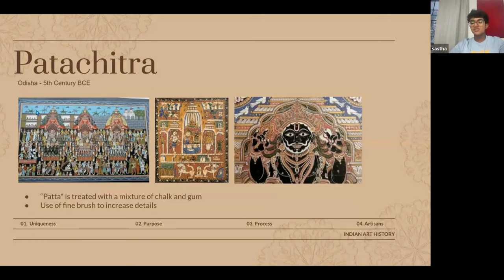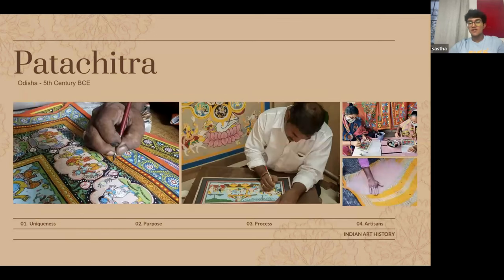Patachitra is used as a tool to preserve their heritage, to preserve whatever is there for the artisans. So it captures the reality of everything. You can see them work over here.